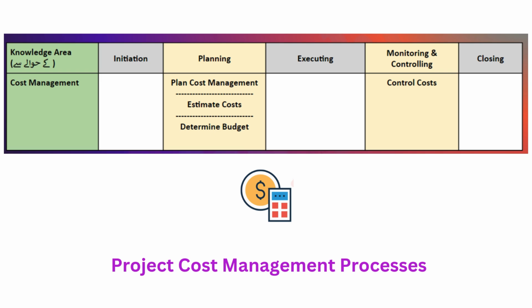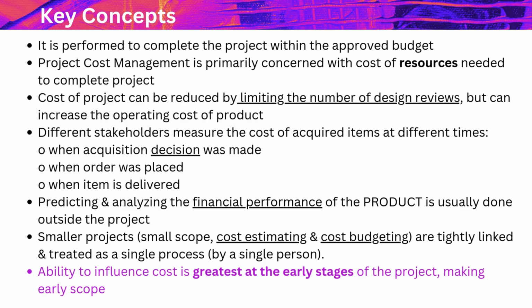It involves planning, estimating, budgeting, and controlling costs to achieve financial efficiency. Key concepts: it focuses on the cost of resources needed to complete the project. Cost can be influenced most effectively during the early stages, balances project costs against operating costs, and predicts and analyzes financial performance, usually outside the project.